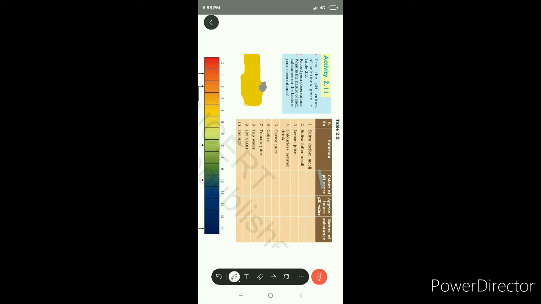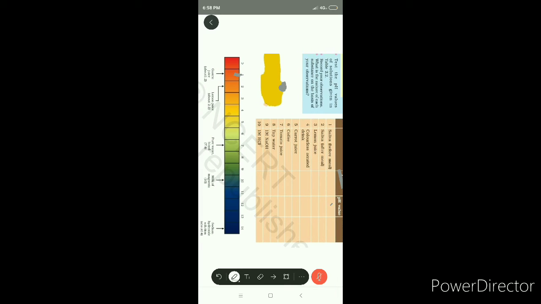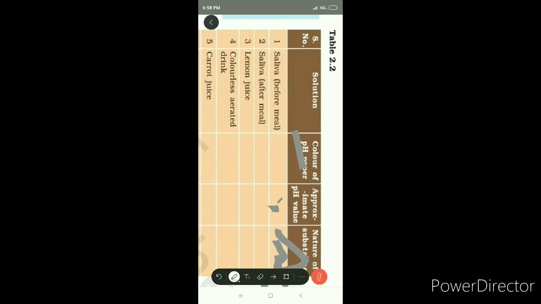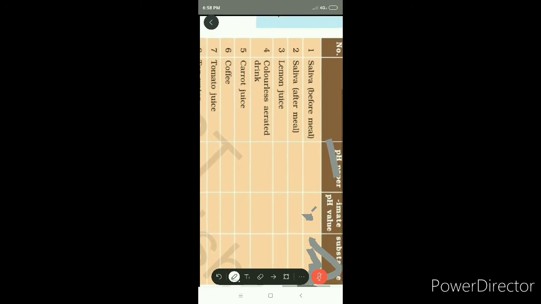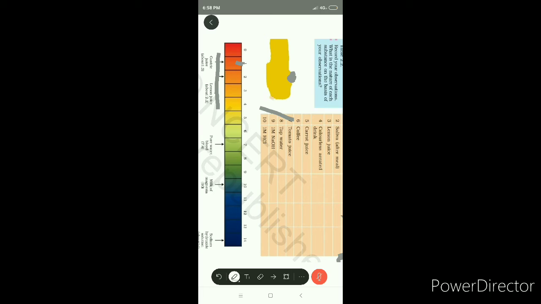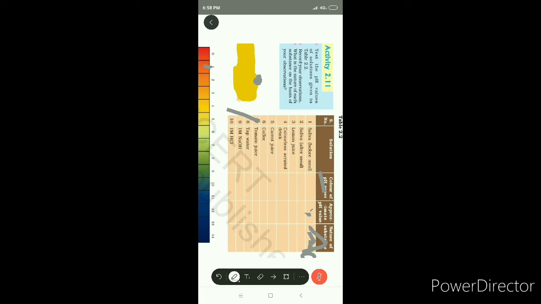Okay, the appropriate pH, if adding saliva before the meal gives this color, then pH 1 indicates gastric juice, or we can say hydrochloric acid, isn't it? So we can write pH 1. The nature of the substance, we can write, is acidic, more acidic. Saliva after meal: by testing with the universal indicator paper, the color will change, and whatever color it changes to on this pH scale, we can measure and write here in this table.